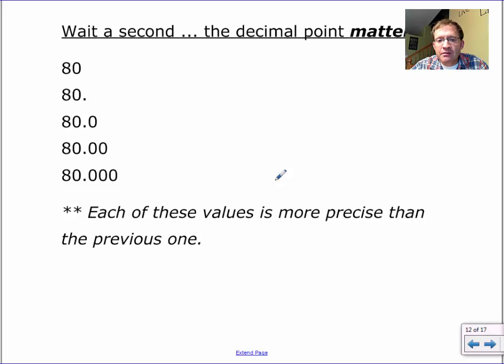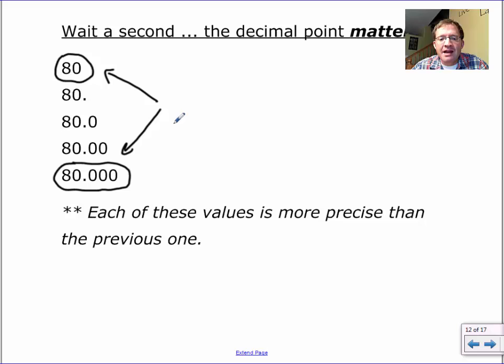In each of these examples, 80, 80, 80, 80, 80, these are all 80? Well, they're all different in terms of precision, because by putting the decimal point on and then adding zeros behind it, we've added more and more certainty, more and more precision. In other words, we're sure to a greater and greater decimal place. There's a big difference in precision between 80 here and 80.000. You could look at those two numbers and say, gosh, which of these looks more official or looks more precise? 80.000 is very precise, whereas 80 is kind of an approximation.